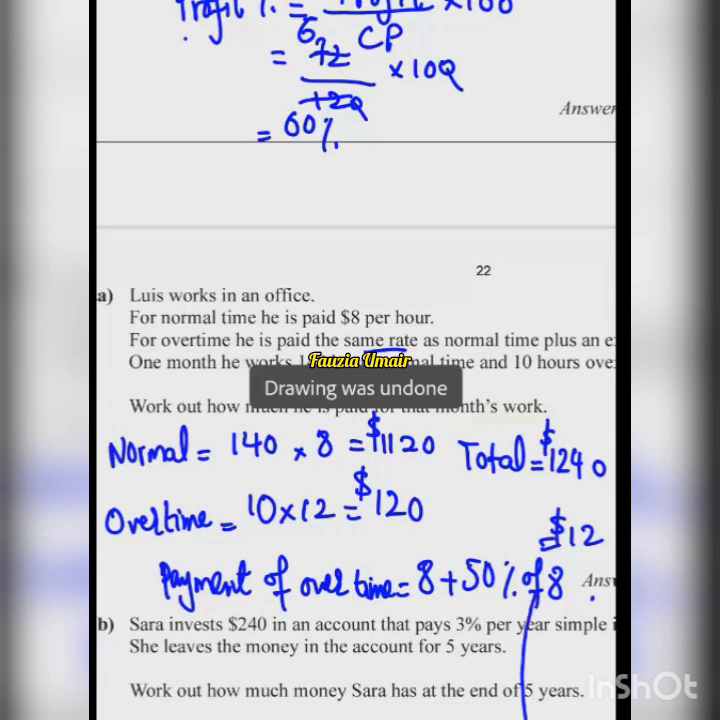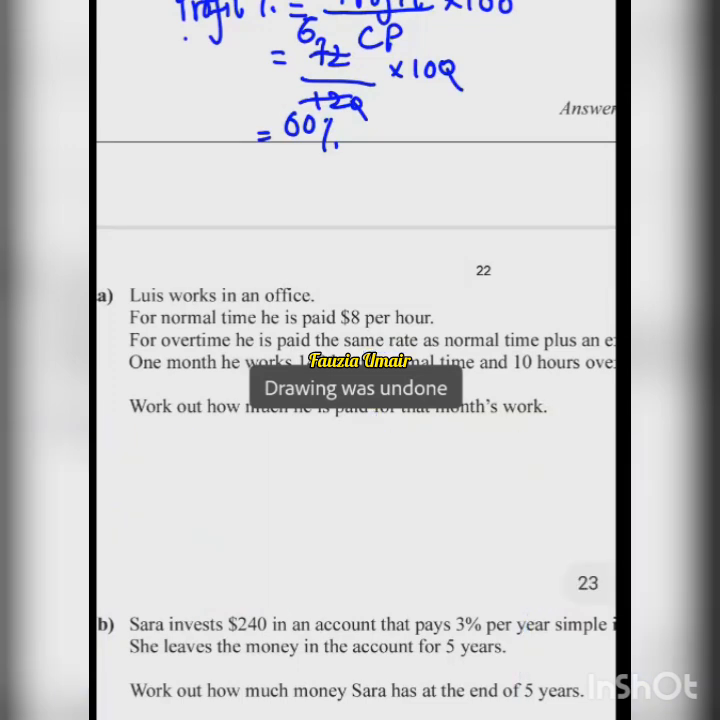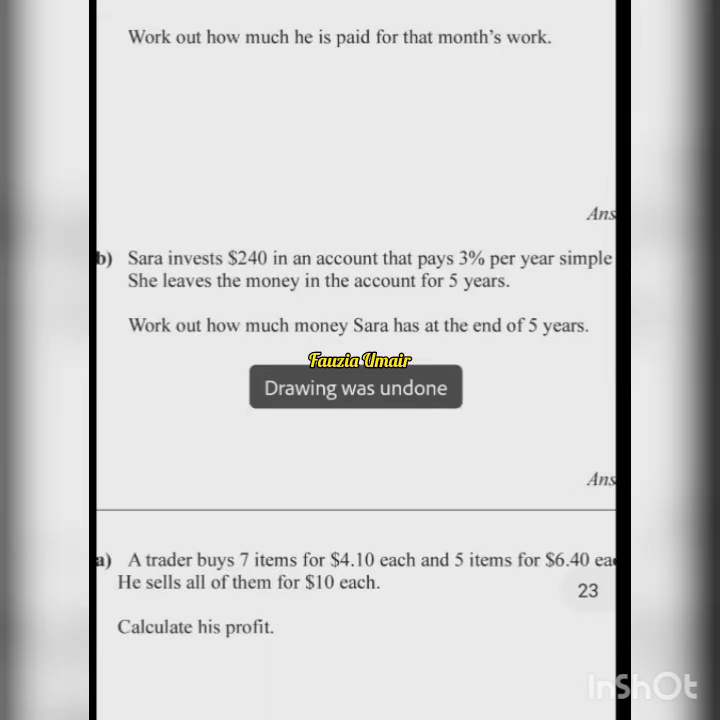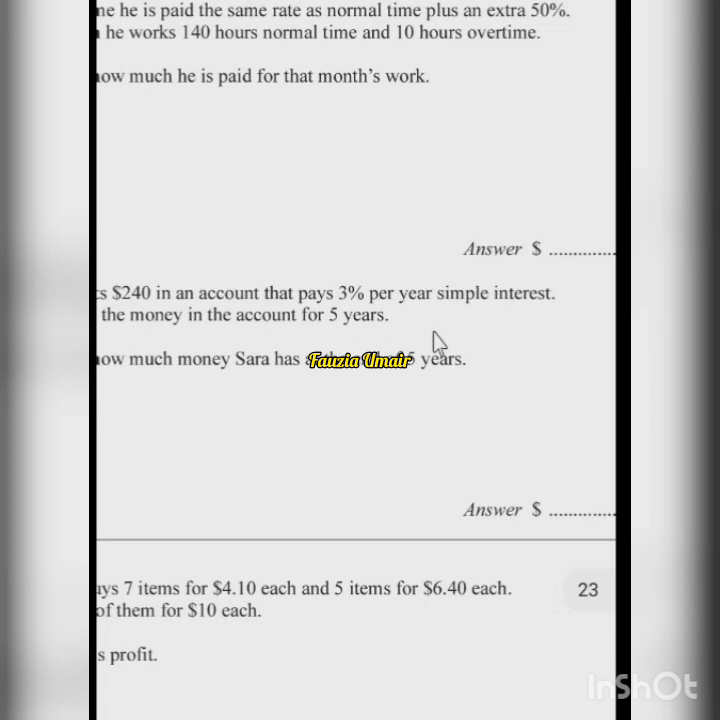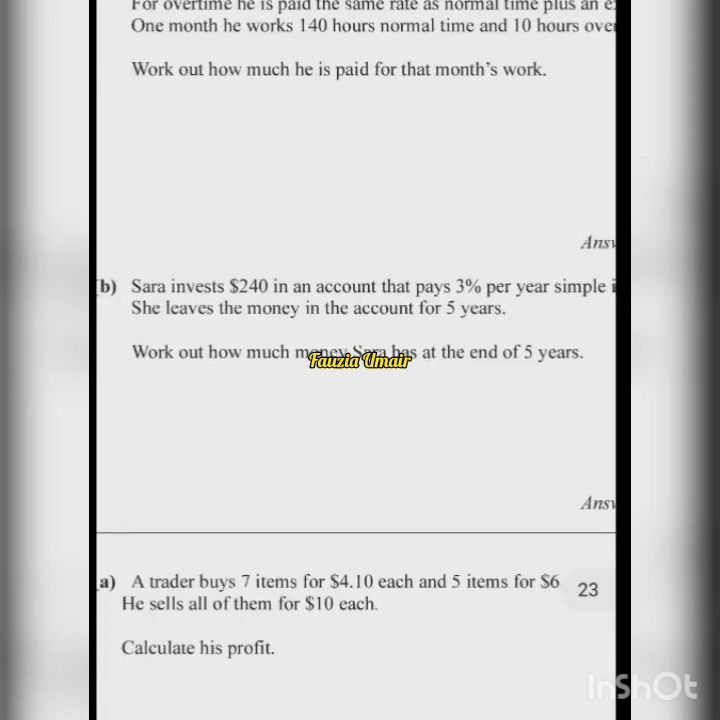So moving on to the next question. The next question is a question of simple interest. Sarah invests $240 in an account that pays 3% per year simple interest. She leaves the money in the account for 5 years. You need to find out how much money is there at the end of 5 years.